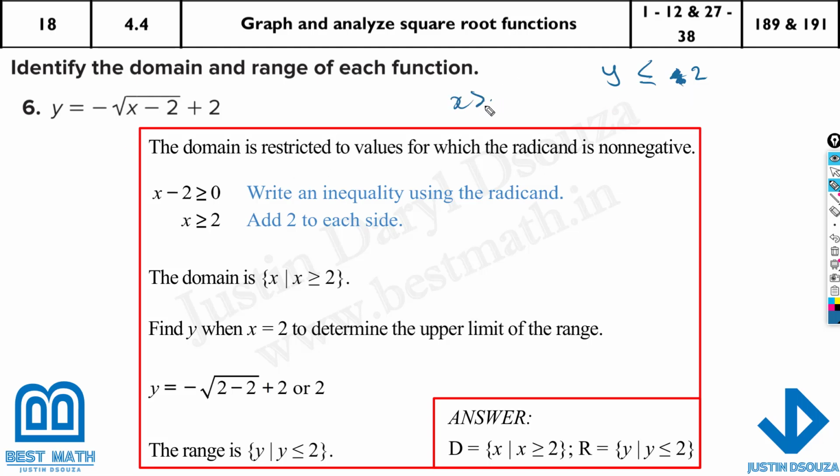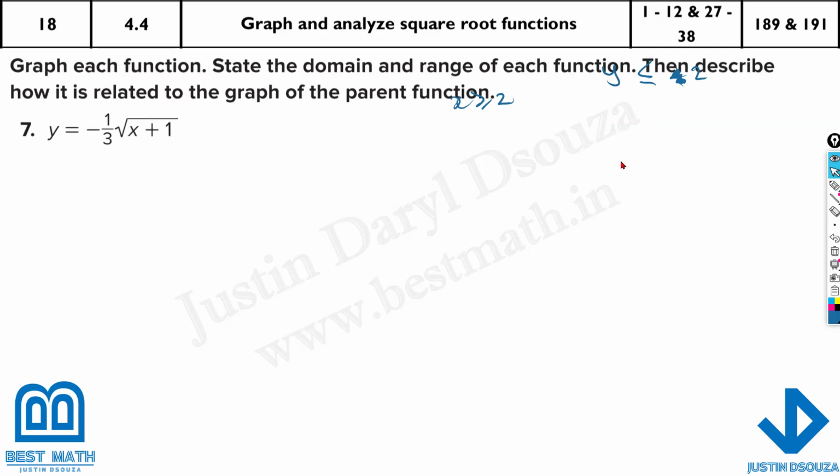What about the other one? Domain: x is greater than or equal to 2. Why? Because minus 2 to the other side becomes plus 2. Here as well, now it's minus. So the range will be y is less than or equal to 0, because there's nothing added or subtracted to it. This entire thing is for the domain only.